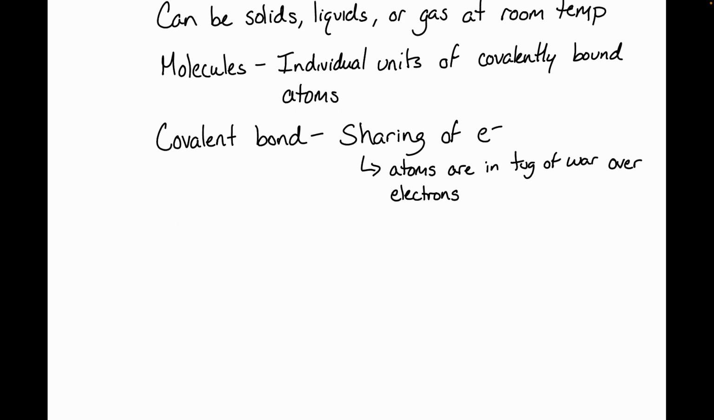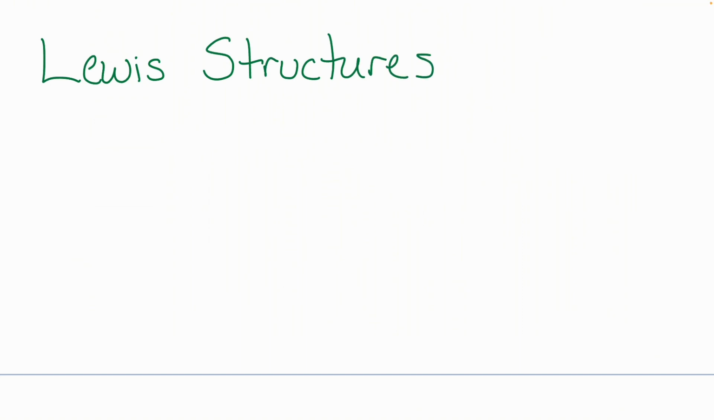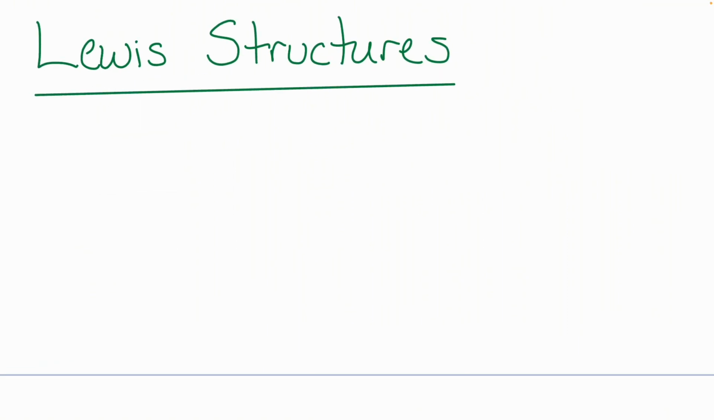So there are a few different representations of structures in chemistry, especially when you get to organic chemistry, you graduate to more complicated ones. Our beginner structures here are what are called Lewis structures of molecules.